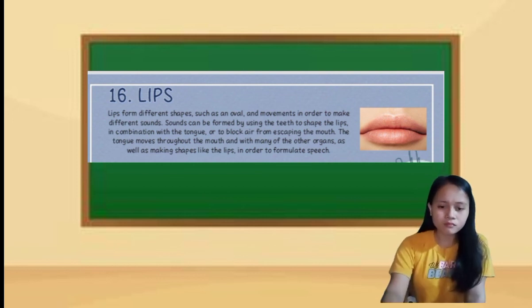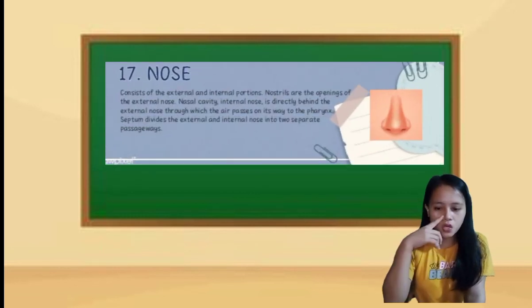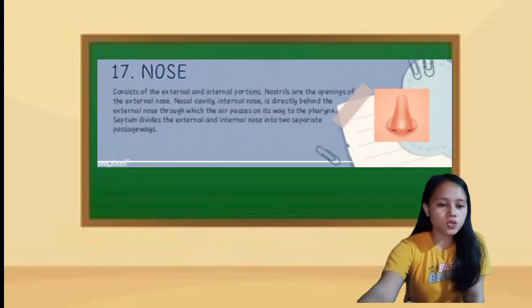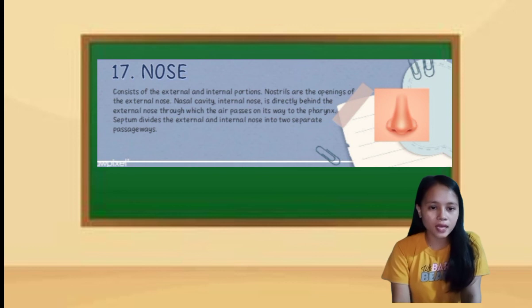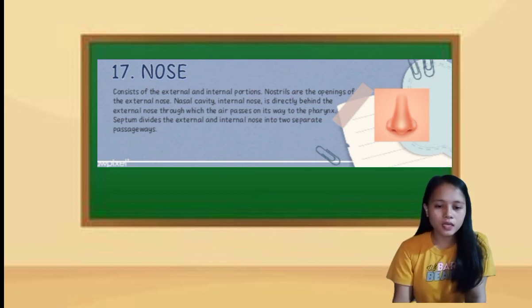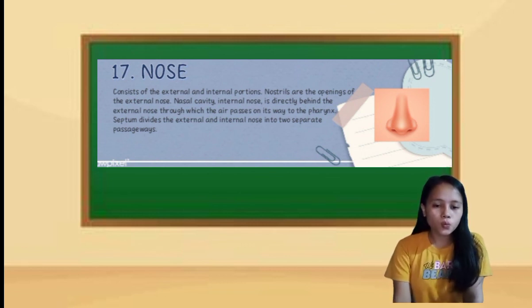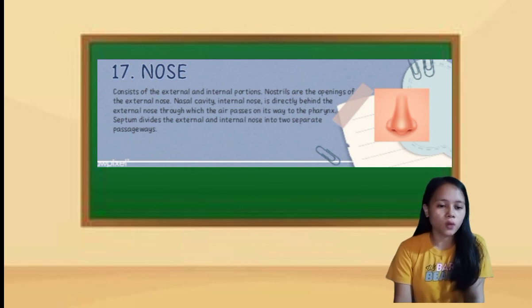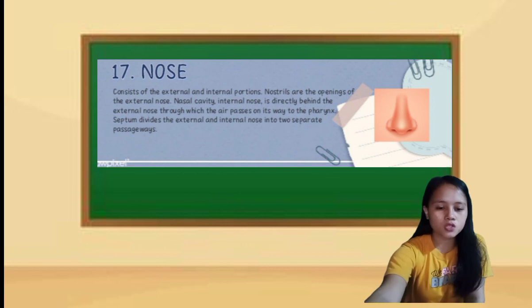Okay. Next one is the nose. Nose consists of external and internal portions. Nostrils are the openings of the external nose. The nasal cavity or the internal nose is directly behind the external nose, through which the air passes on its way to the pharynx. The septum divides the external and internal nose into two separate passageways.